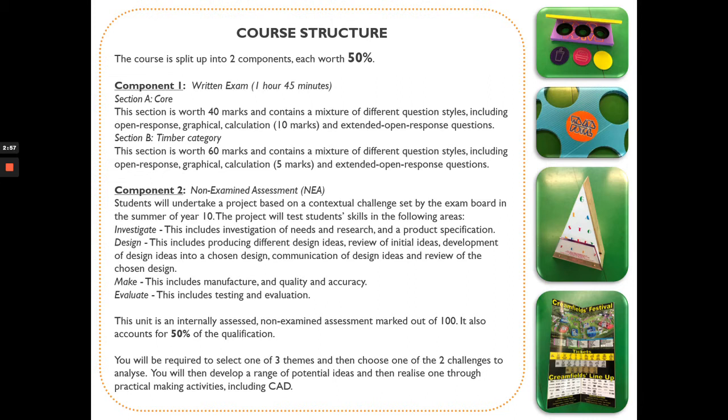This is worth 40 marks and contains a mixture of different question styles, including open response, graphical calculations and extended open response questions. It also covers a range of different material areas that we will look at during theory lessons. Section B is the timber category, and this is one we've chosen to focus on. This section is worth 60 marks and contains a mixture of different question styles, including open response, graphical calculation and extended open response questions.